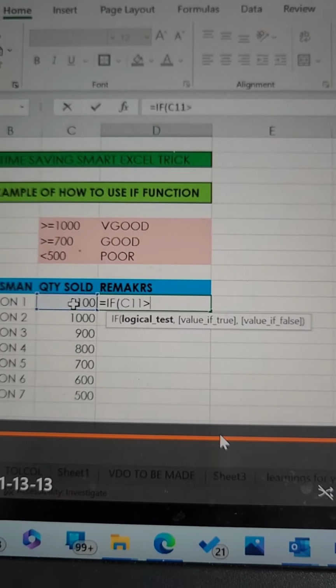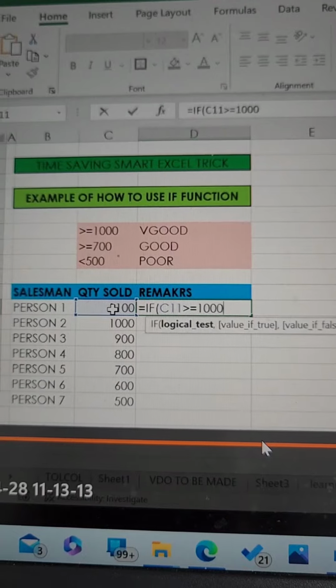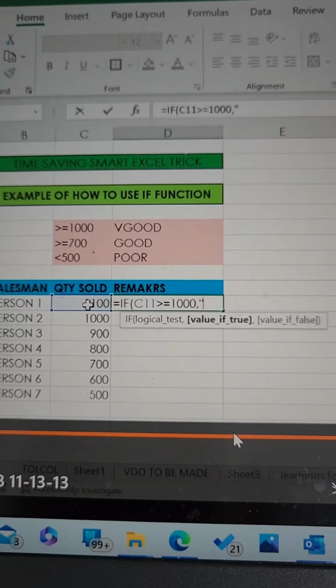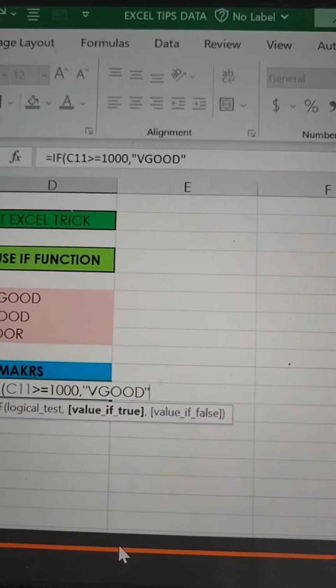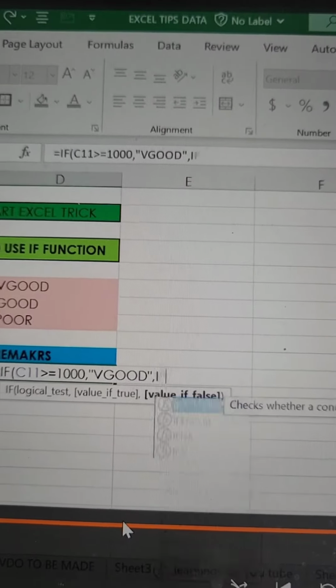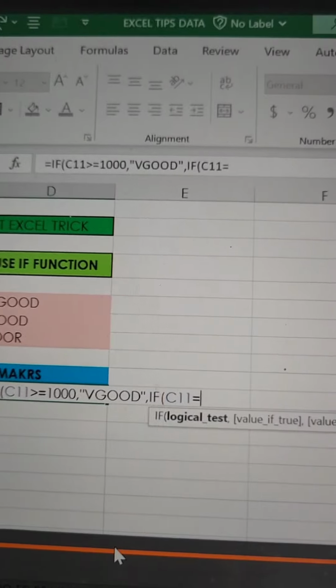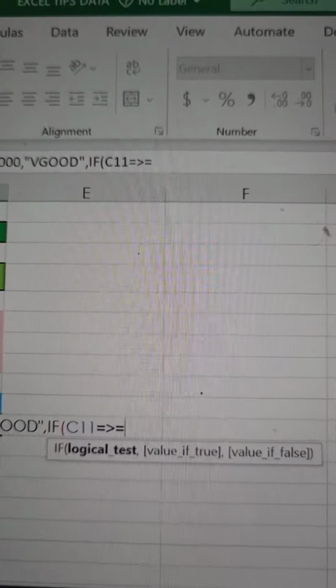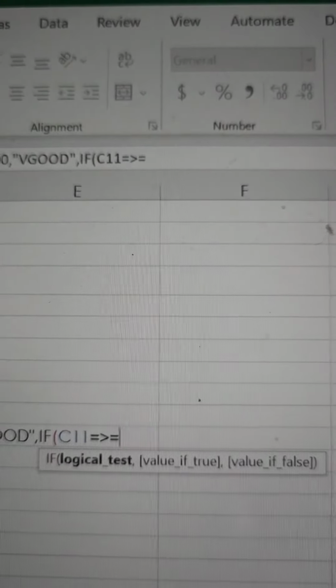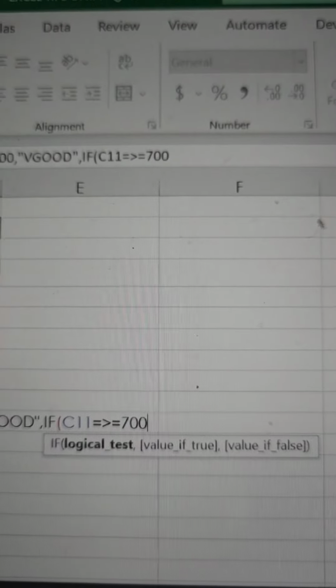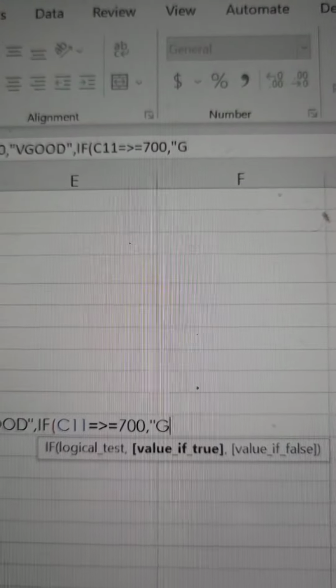these numbers are greater than or equal to 1000, then it is good. If these numbers are greater than or equal to 700, then it should be captured as good.